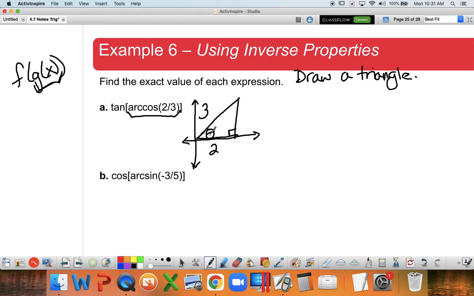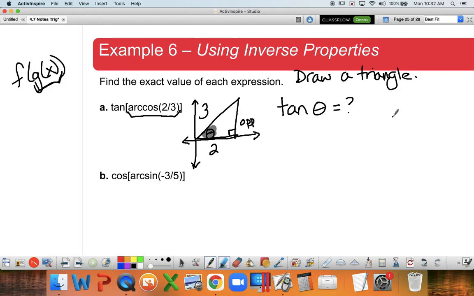Now I need to figure out the tan. So I've drawn my picture for arc cosine. I'm saying, okay, here's your angle. Your angle is right here. That is the angle that we're talking about. Now from this, I want to find the tangent of that angle theta. So in order to do that, I need opposite and adjacent. And right now, I do not have my opposite value. So how do I find it?